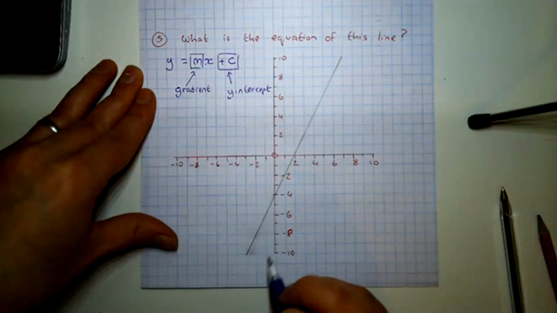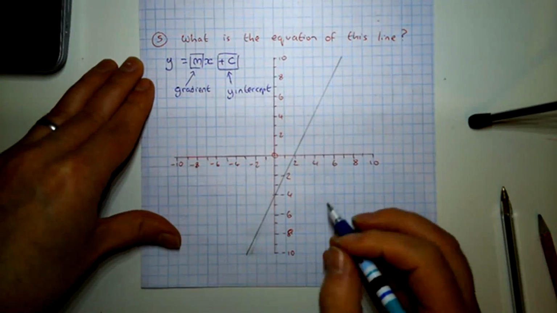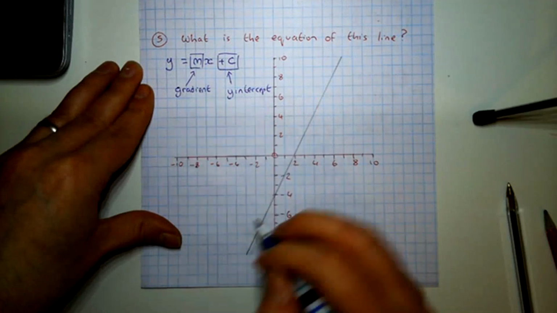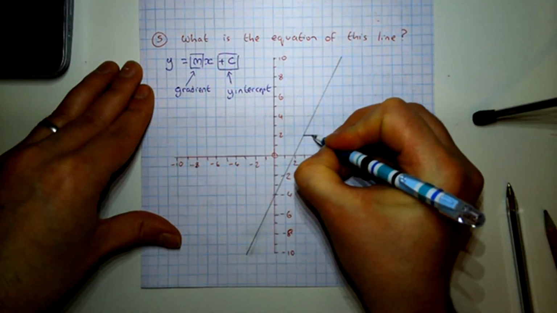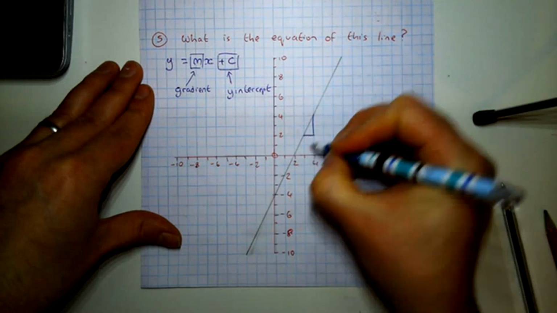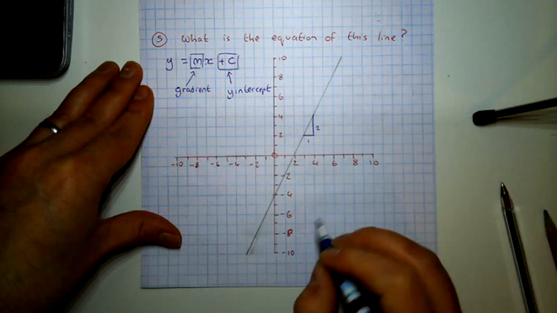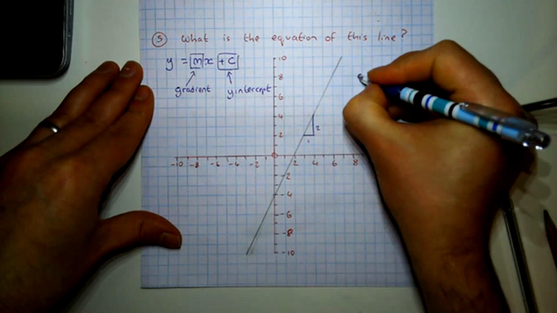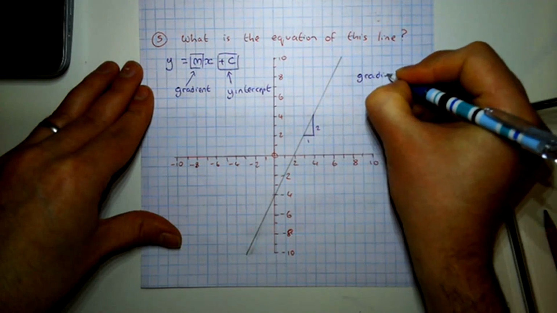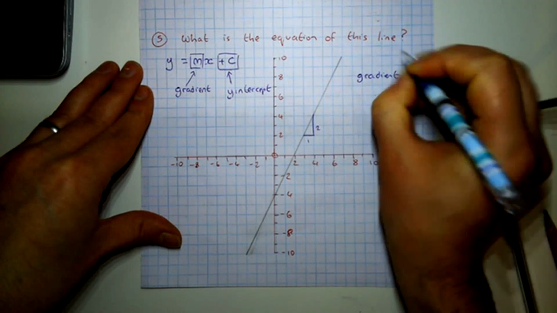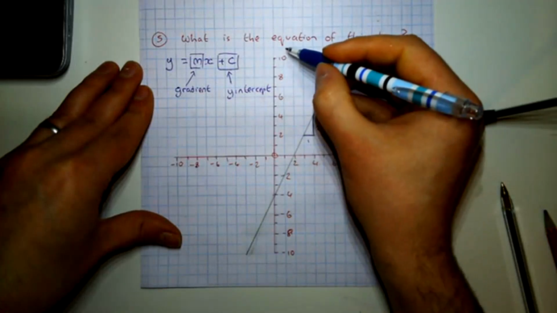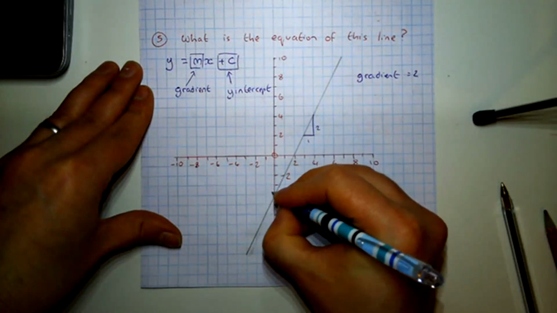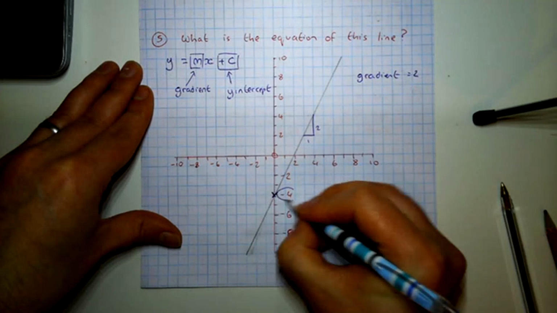And now I can just look at my line and figure out those bits and pieces. So my gradient, that's my steepness, 1 across, 2 up. That means my gradient is 2. And my y-intercept is where it crosses the y-axis. This is my y-axis. There it crosses it at -4.